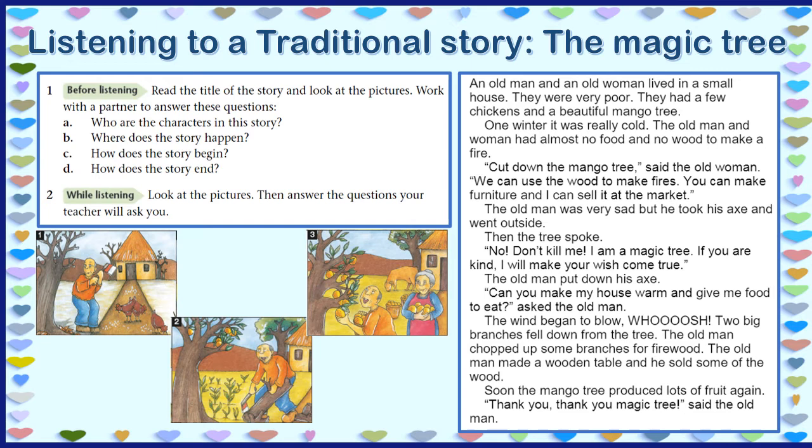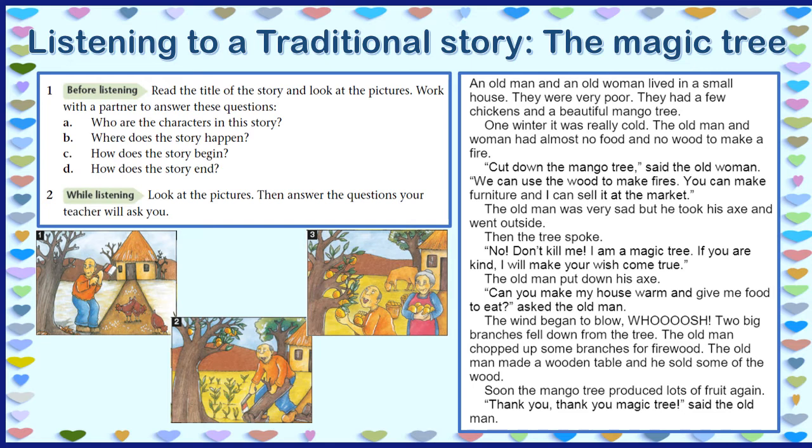Okay, so quickly tell me, who are the characters in this story? Yeah, pretty simple and easy. We can also see that in the picture. It was an old man and an old woman. Do you think the tree was also a character since it could speak? I'm going to leave that one with you to think about. Okay, where does the story happen?